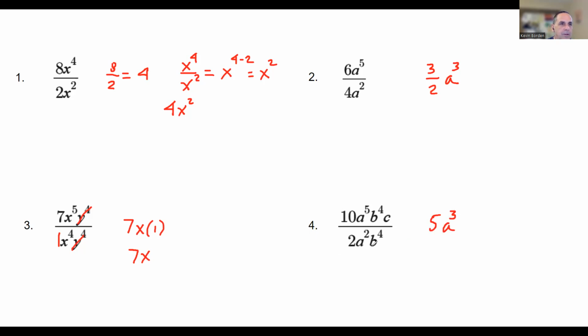B to the 4th divided by b to the 4th. This is the situation that we just had over in problem 3. We can just cancel those out and ignore that part. And here's a situation we haven't run into so far in these problems. We just have the variable c, and it's on the top of our fraction. We're not dividing it by anything. There's no c on the bottom, so that will just carry through to our answer. There's nothing we can do with that c. So our answer to this problem becomes 5 times a to the 3rd power times c.